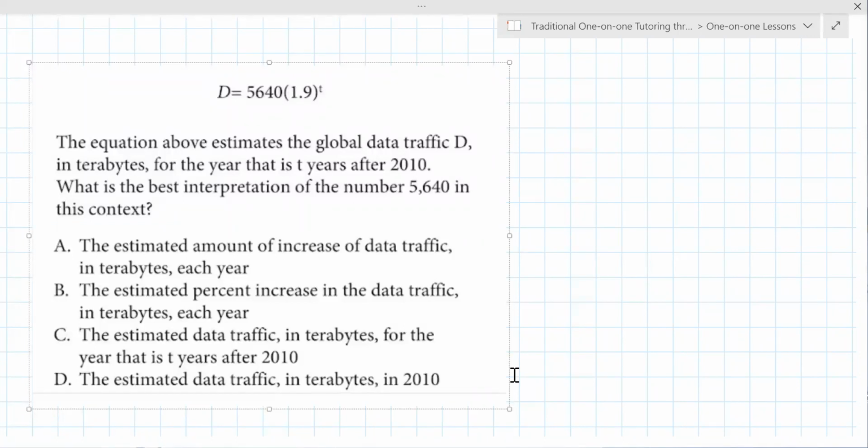Oh, my screen went blank. All right, there we go. So traffic is each year. So I'm gonna go with... nope. Estimate percent. Nope. Estimate.